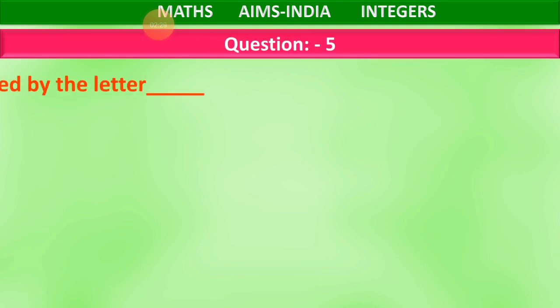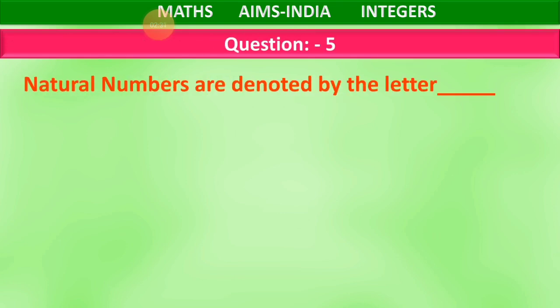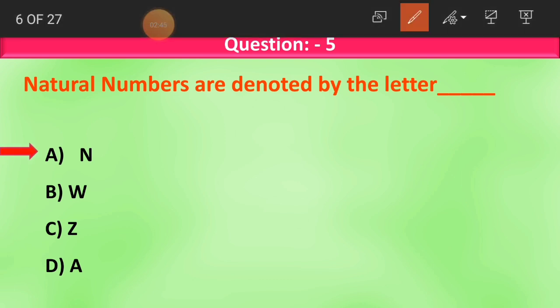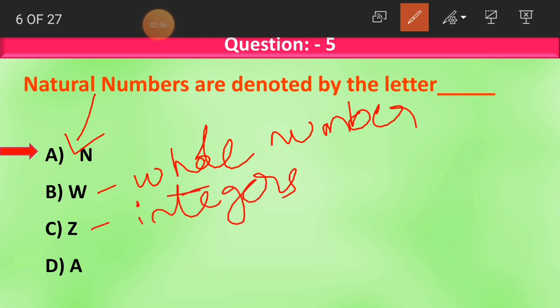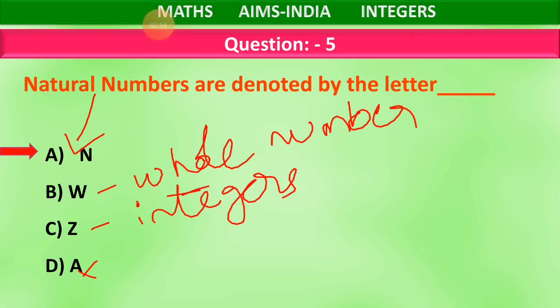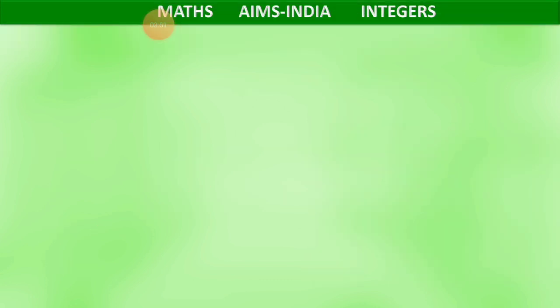The next one is question number 5. Natural numbers are denoted by the letter dash. Option A N, option B W, option C Z, option D A. What is the correct answer? Yes, option A, N. Natural numbers are denoted by the letter N. What is W then? W stands for whole numbers. Z stands for integers. What does A stand for? A stands for nothing. I just made it up for the sake of option D.